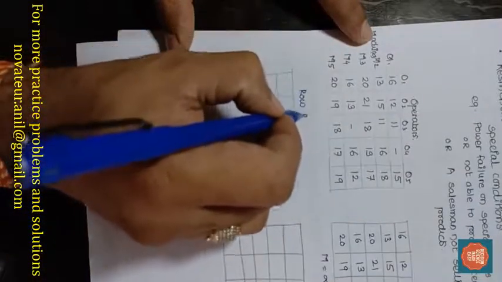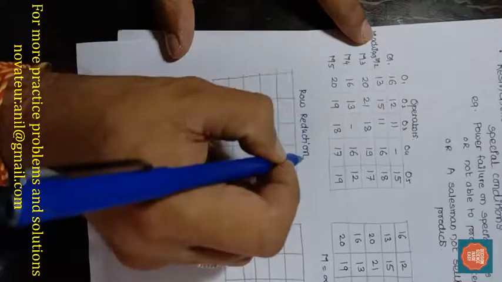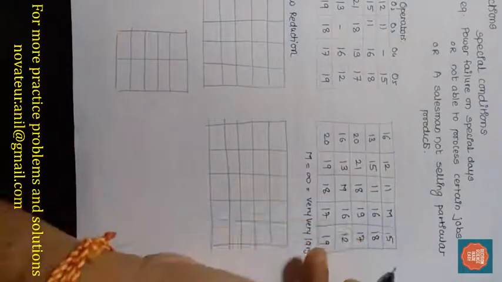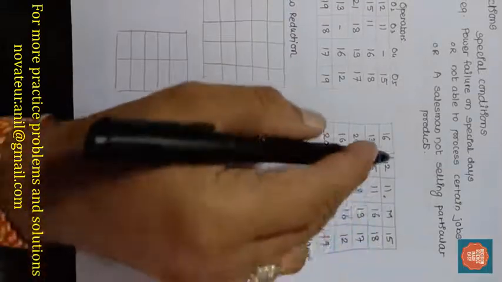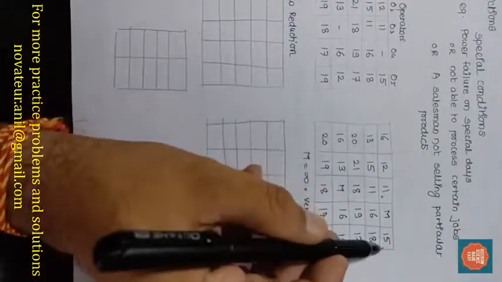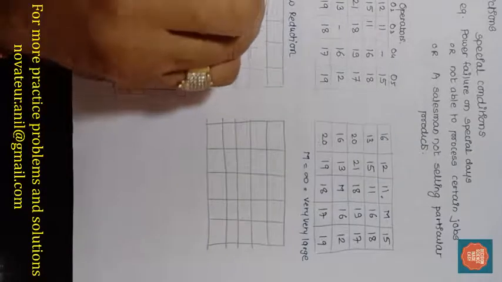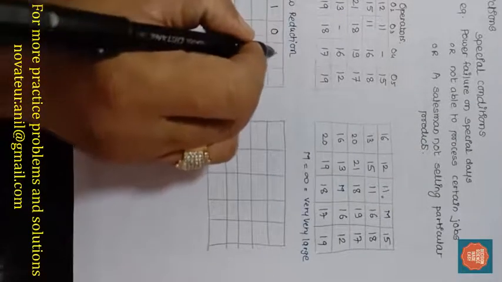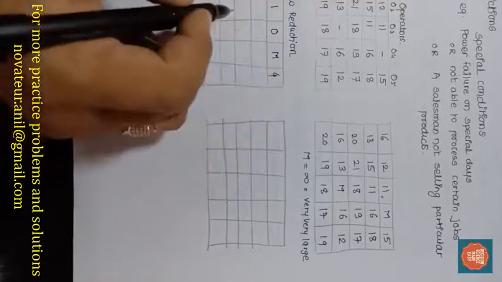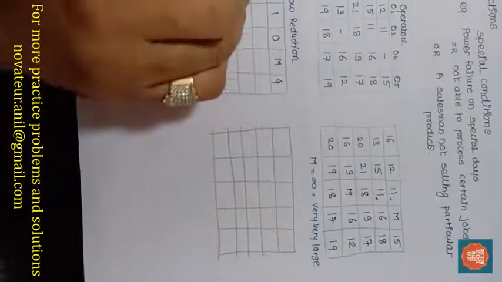The very first thing that I'm going to do is row reduction. The rule for row reduction is very simple. I have to identify the minimum value in each row, and subtract it from the rest of the values. Here, since M is a very large value, it is hardly going to participate in any of the operations. The smallest value is 11, so I am going to subtract 11 from the rest of the elements in row 1. The answer will be 5, 1, 0, M as it is, and 4. In row 2, the smallest element is again 11, so I will subtract 11 from the rest of the elements.